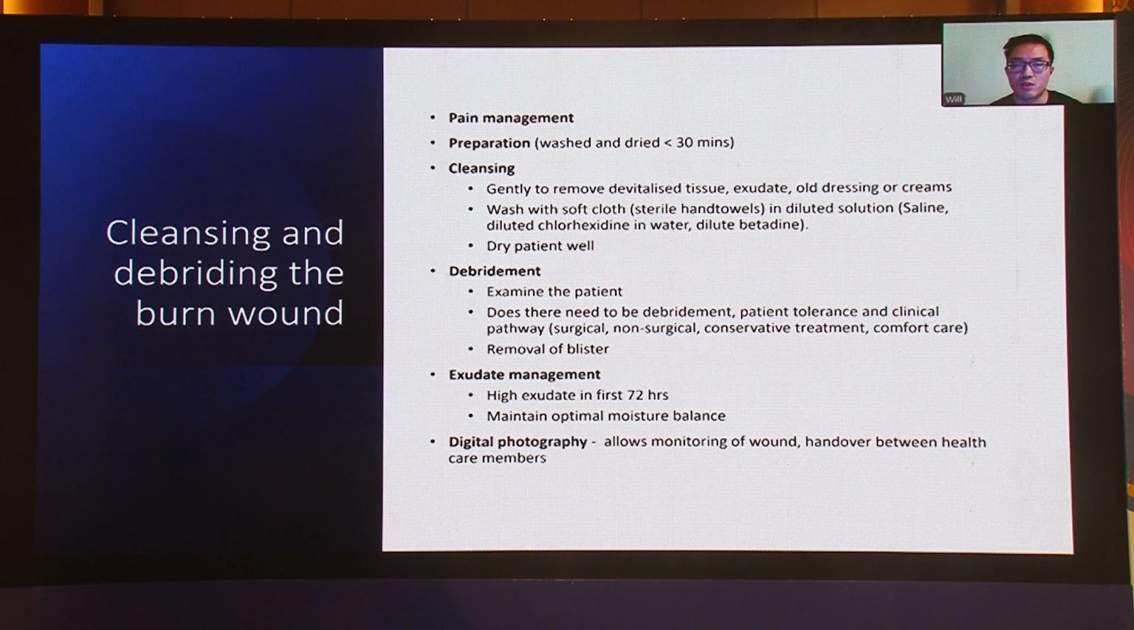Debridement, it's important to examine the patient and assess whether the patient needs debridement or not, and to remove any potential blisters. It's also important to note that in the early phase of burns, there tends to be a high exudate state. So it's important to monitor this and adjust accordingly in terms of your dressings. And I think what we do here quite often is we like to use digital photography to monitor any types of wounds, so we can hand over what they look like from a day-to-day perspective to other healthcare members as well.